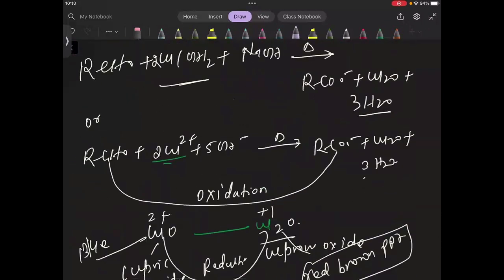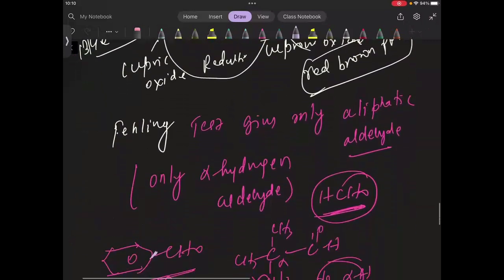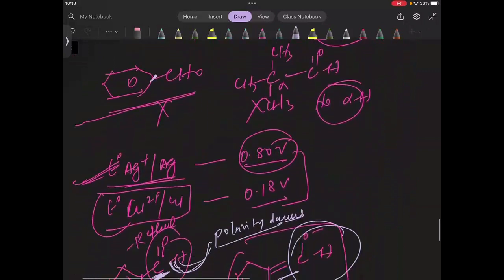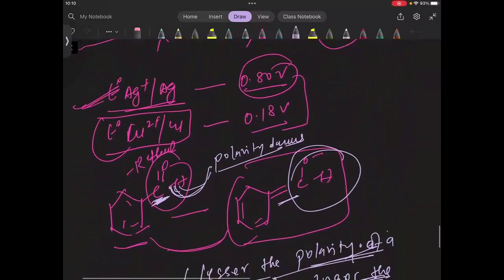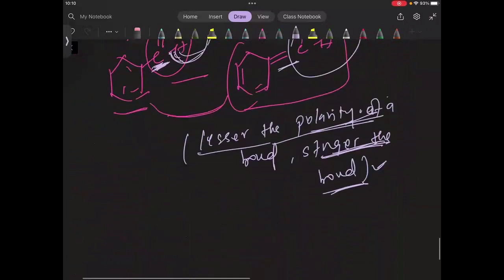Okay, we have written the reactions of Fehling solution also here. So students, I hope you understood the Fehling solution clearly. Nothing remains here. Tollens and Fehling, all the things we have discussed here. Now we go to Benedict's solution.